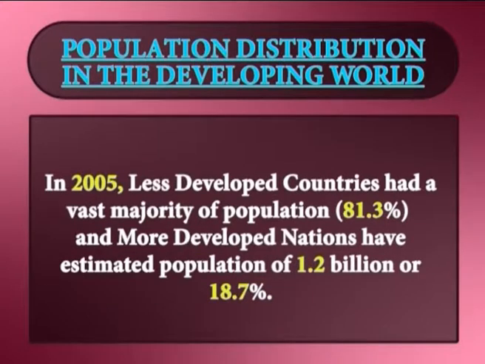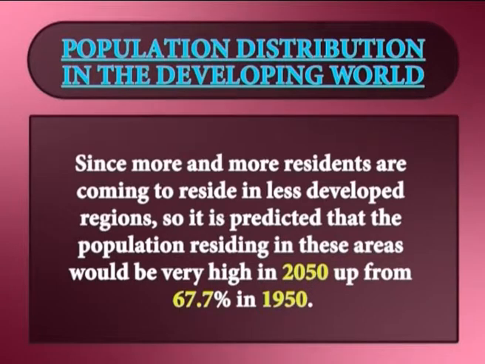In 2005, less developed countries had the vast majority of the population, around 81.3%, and more developed nations had an estimated population of 1.2 billion or 18.7%. Since more and more residents are coming to reside in less developed regions, it is predicted that the population residing in these areas would be very high in 2050, up from 67.7% in 1950.